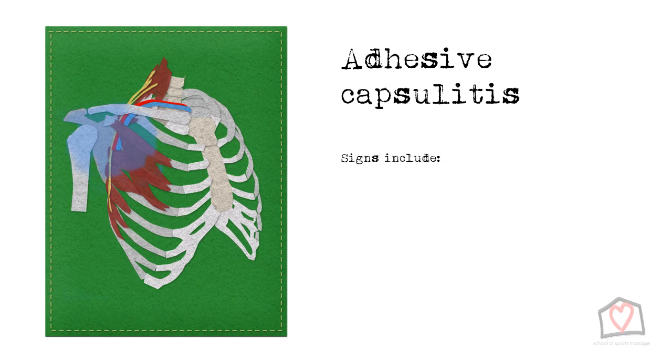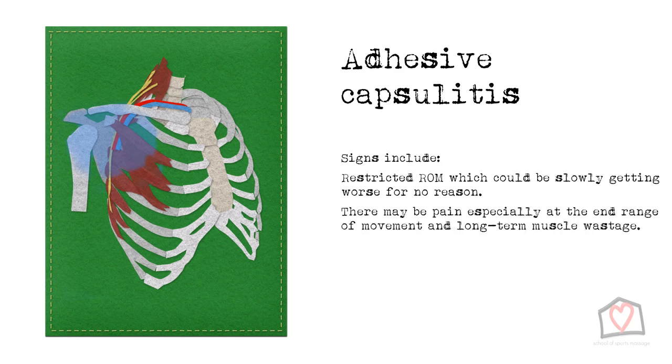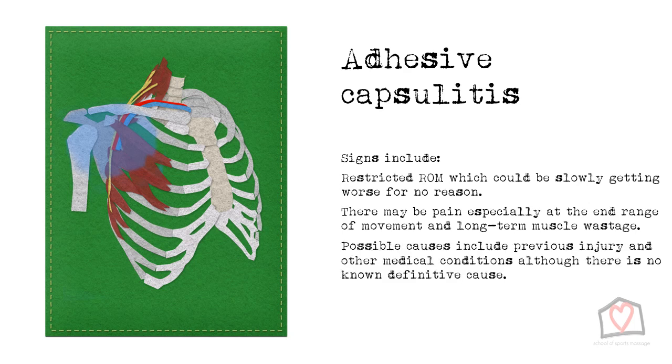The signs and symptoms for frozen shoulder are a restricted range of movement, which could be slowly getting worse for no reason. There may be pain, especially at the end range of movement, and in the long term, muscle wastage. Possible causative factors are a previous injury, other medical conditions, and they're not really sure.